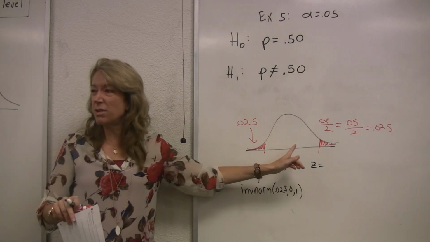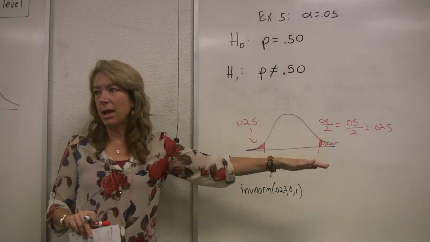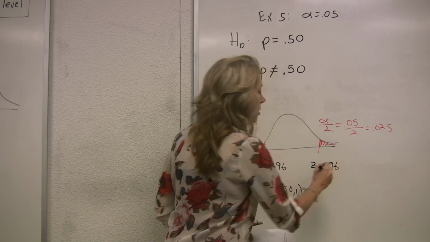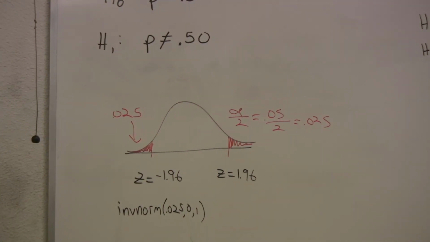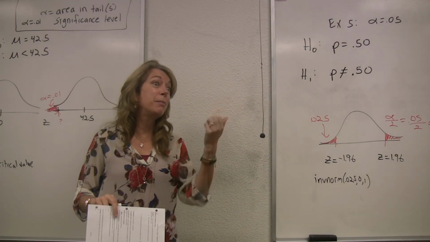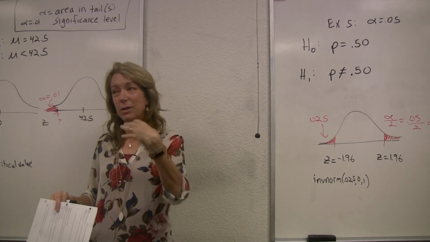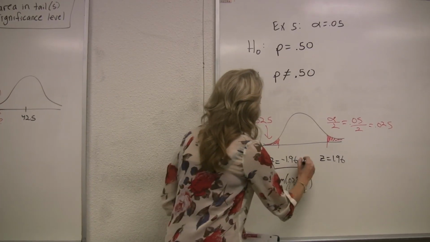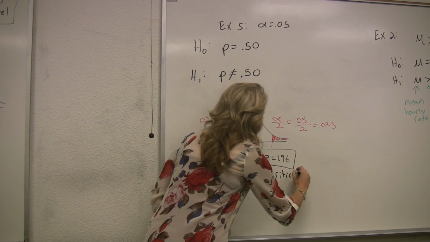Because it's Z's, remember zero's in the middle? So if this one's negative 1.96, that one better be positive 1.96. With Z's, they're always balanced. One's positive and one's negative. Remember when we had chi-squared, you had two different numbers? We'll see that coming up again at the end of chapter 8. Everything we did with confidence intervals, we're going to do again with tests now. So I have two critical values. These are my critical values for this case.